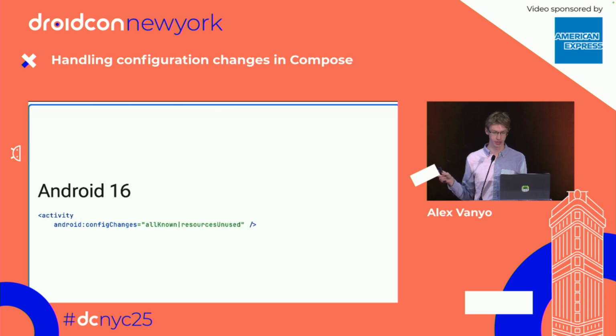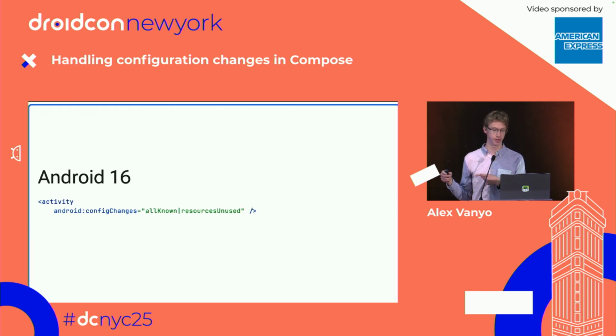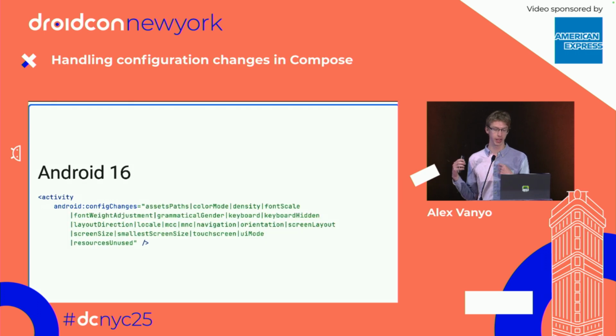One caveat with using this might be kind of a useful thing to put in, because resources unused is only recognized by Android on Android 16 and above. So in the meantime, before we get to Min SDK 36 for Android 16, you'll probably want to opt out of a bunch of them on older versions as well. You might try to do this. This won't work because all-known is a special tag. Instead, what you want to do is put in all of them that we know of right now, and then add in at the end there resources unused. So if you specify this, you will opt out of all recreation for all configuration changes now and in the future.